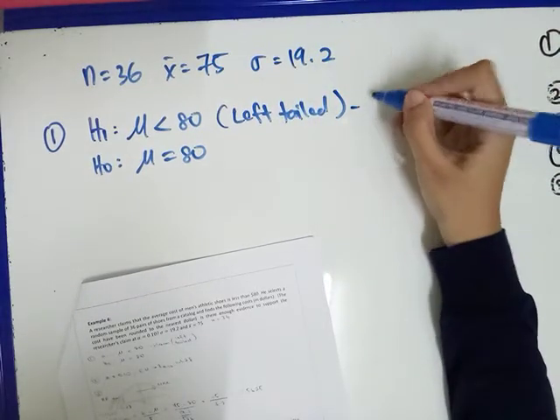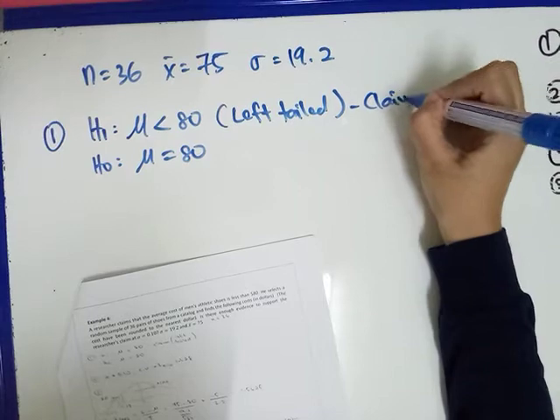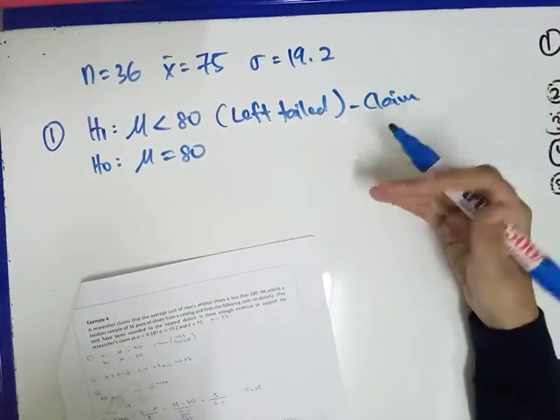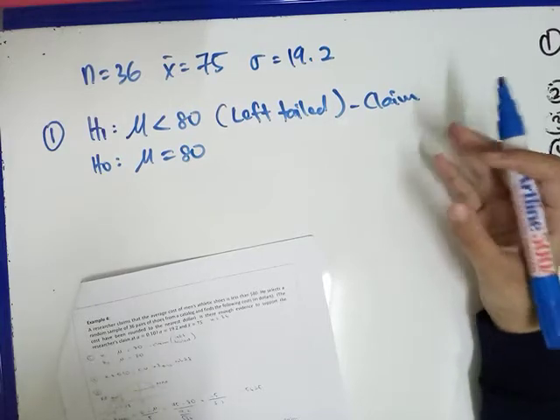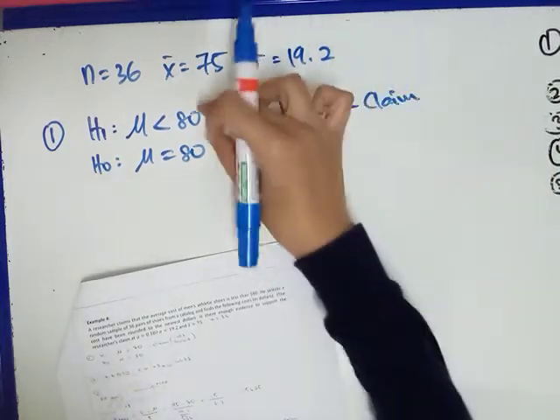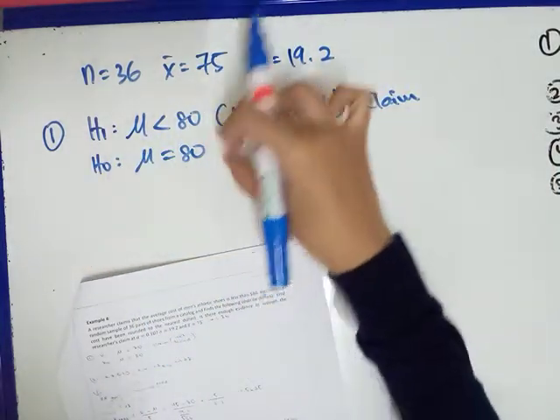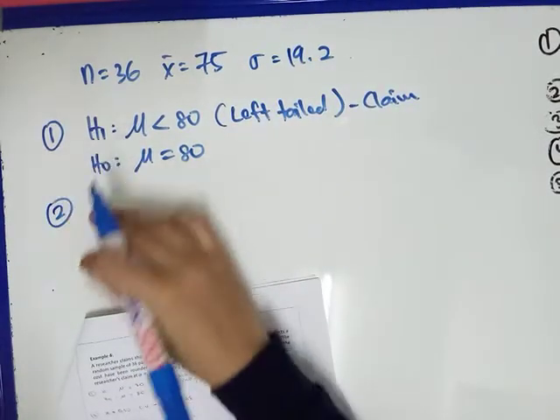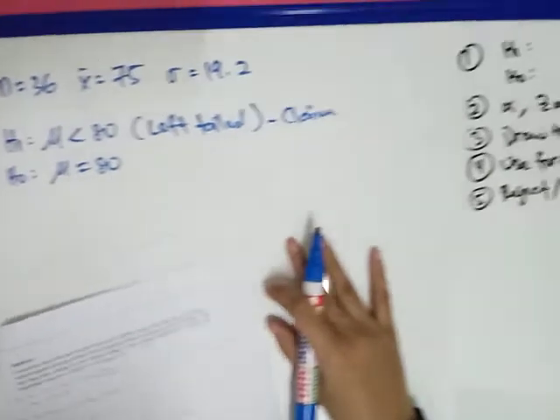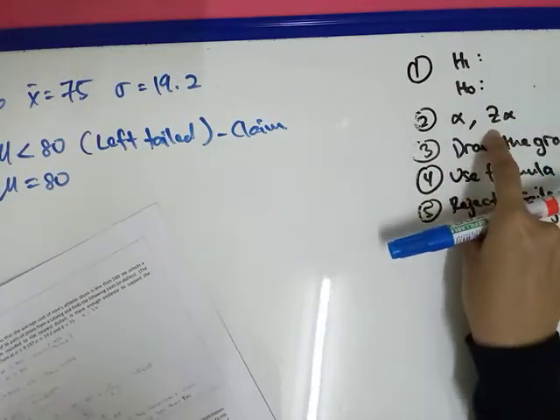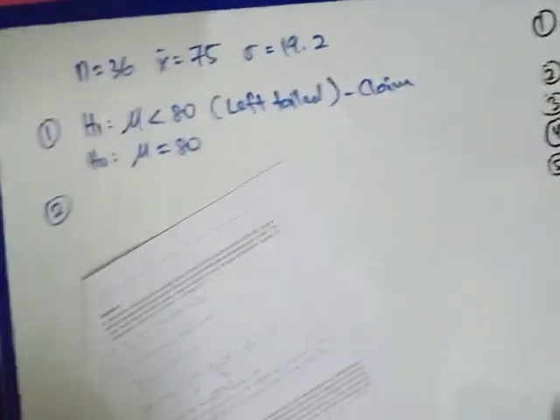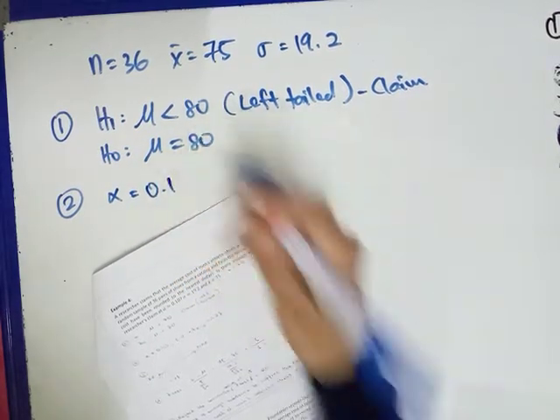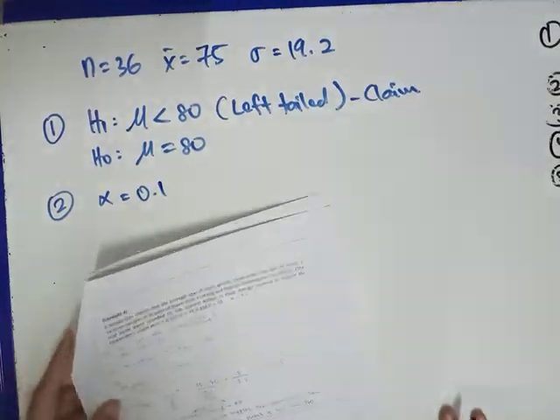Okay, this is the H1 that we want to claim. What is the claim? Is it true that the average cost of shoes is less than 80? Is it true or not? So H0 is saying that this statement is not true. Okay, so look at the second step. Second step is to state the alpha and we need to find the critical value. So we know that alpha is 0.1. Okay, 0.1 is given there.